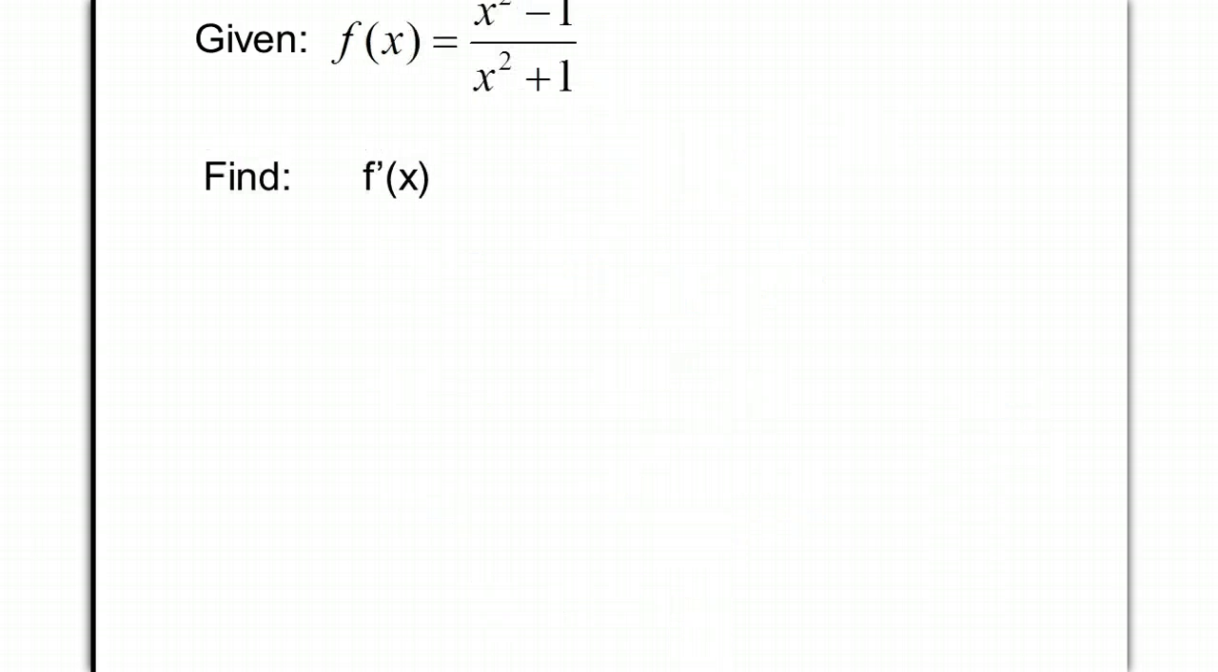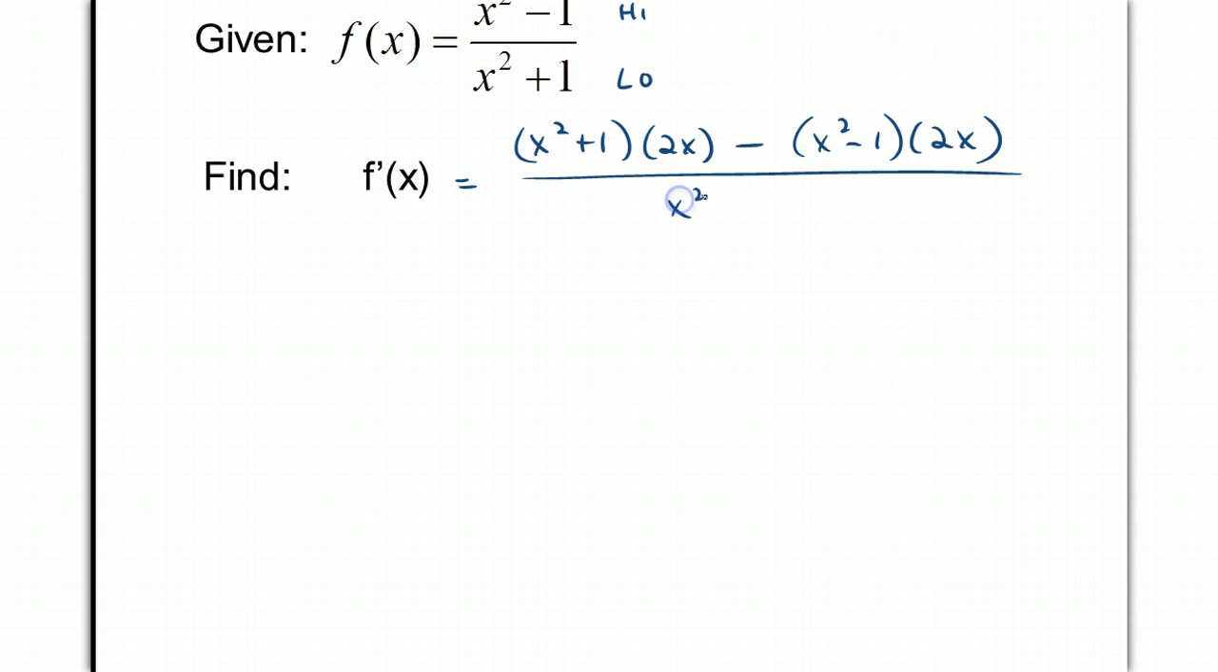Alright, here's another one. X squared minus 1 over x squared plus 1. This is high and this is low. So here we go. Low, D high, minus high, D low, all over low, low. Now, that was easy enough. The simplifying is sometimes the pain.